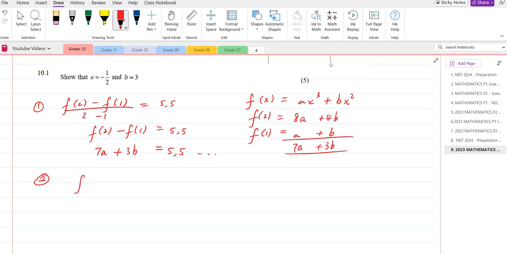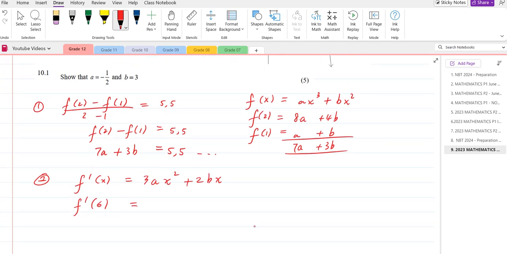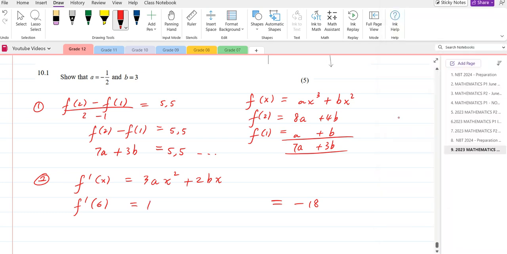Now what's f prime x? f prime x is equal to 3ax squared plus 2bx. Now we're going to find f prime 6, because the gradient at 6 is negative 18, right? So we're going to substitute, and that answer is equal to negative 18. 6 squared is 36, and 36 times 3 gives 108a. 2 times 6 is 12, plus 12b is equal to negative 18.